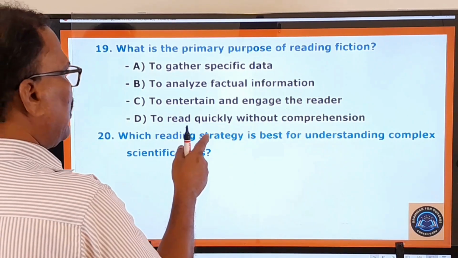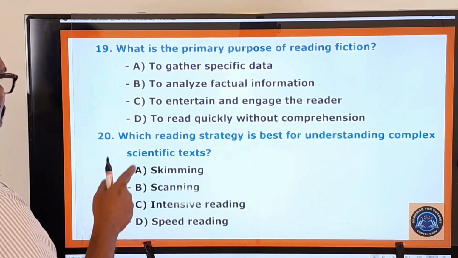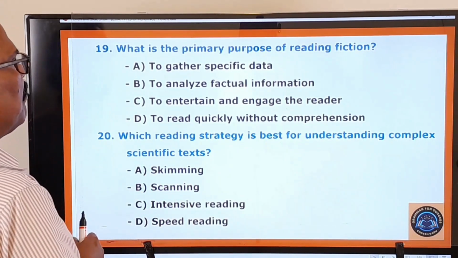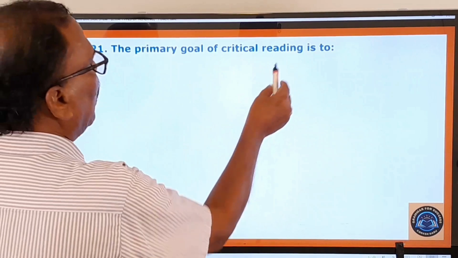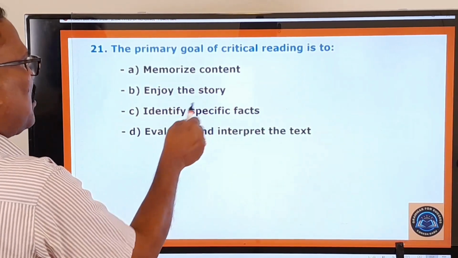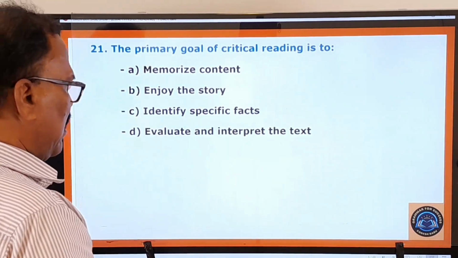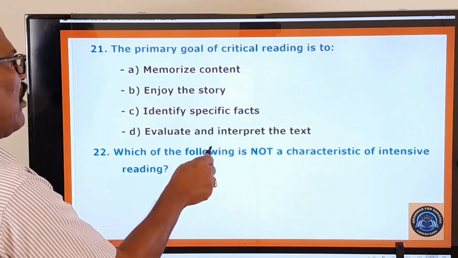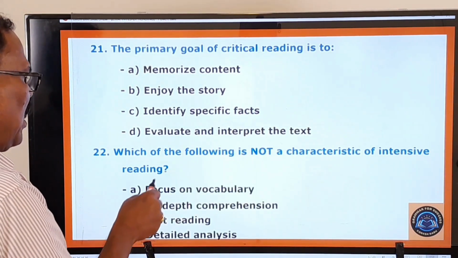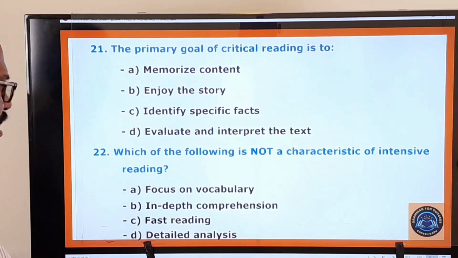Which reading strategy is best for understanding complex scientific texts? Skimming, scanning, intensive reading, speed reading. Okay. The primary goal of critical reading is to memorize content, enjoy the story, identify specific facts, evaluate and interpret the text. Which of the following is not a characteristic of intensive reading? Focus on vocabulary, in-depth comprehension, fast reading, detailed analysis.